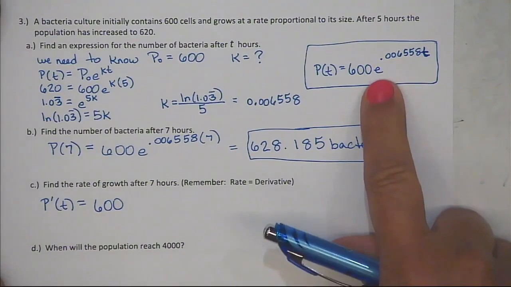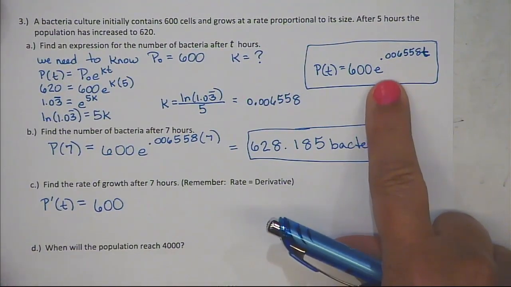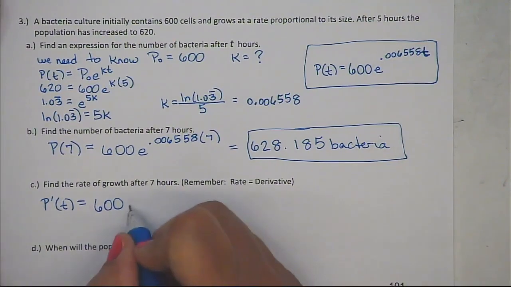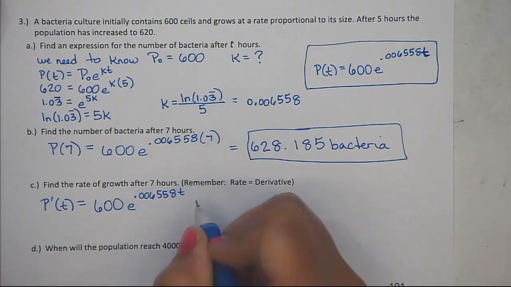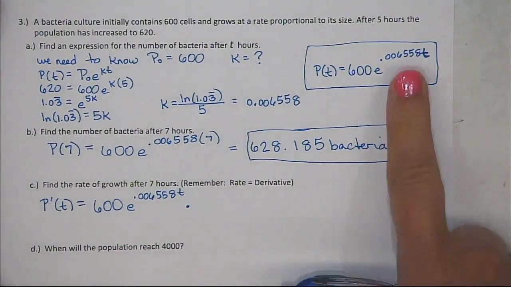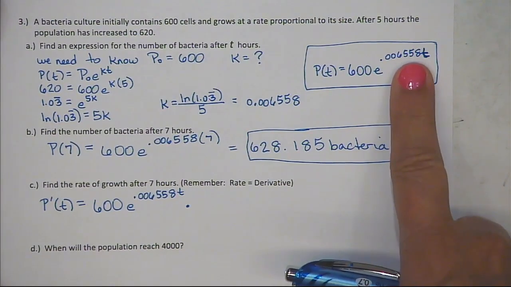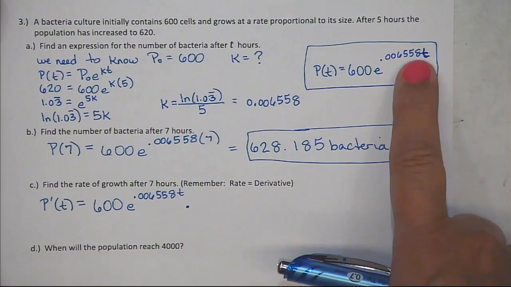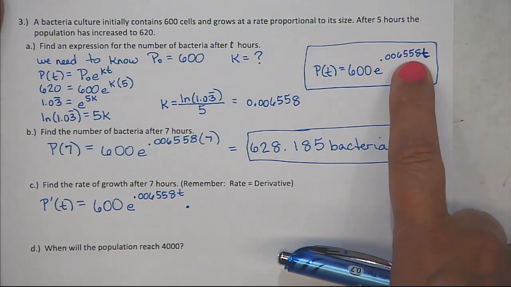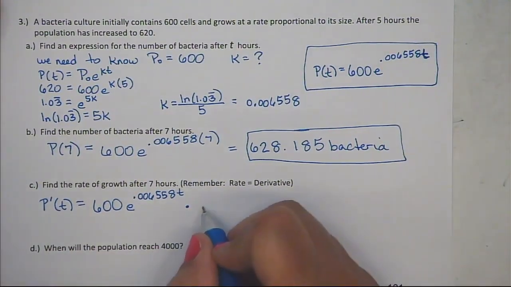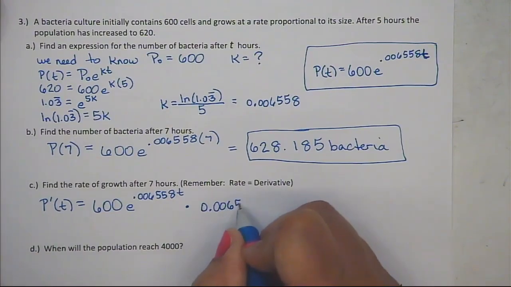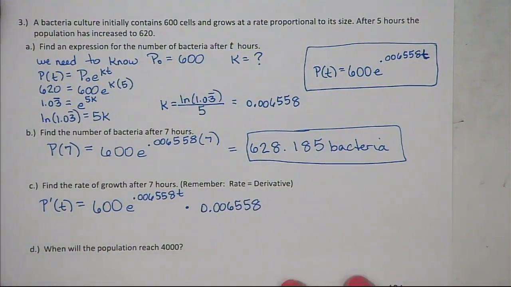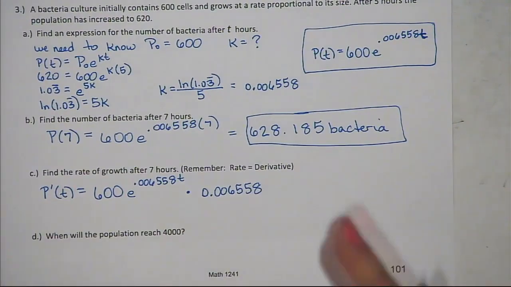Now what's the derivative of e to the anything? The derivative would be e to the 0.006558t times the derivative of the exponent. So what's the derivative of the exponent? Just that rate, right? The 0.006558 without the t. So times that. I'm going to put a 0 in front of it. I got too many dots on my paper. So there's the derivative. It's the function, and then just times the derivative of the exponent.